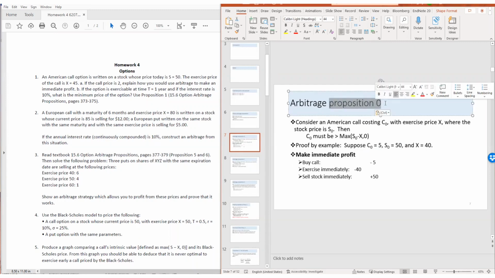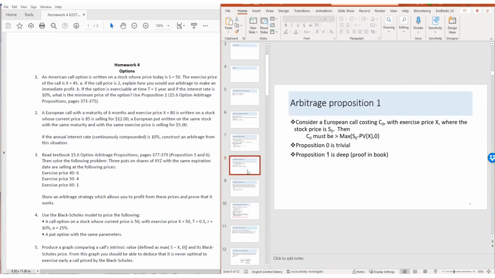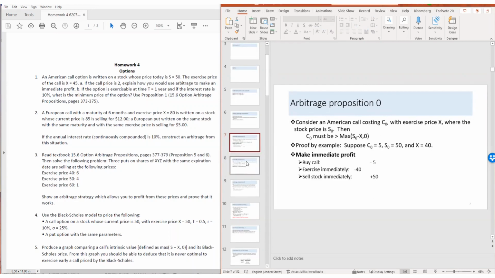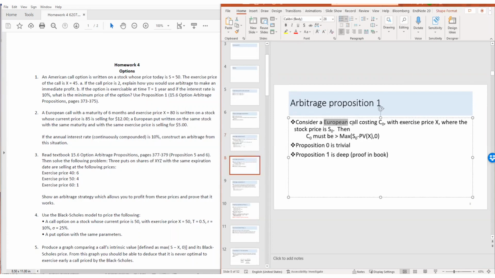So that's proposition 0. If we make some very simple extension, let's say the option cannot be exercised early, meaning that it is a European option. So the exercise price is some price that you will pay in the future. So we need to consider the present value of X. Therefore, the lower bound for C0 here will be the maximum between the current stock price subtracting the present value of X, and 0.